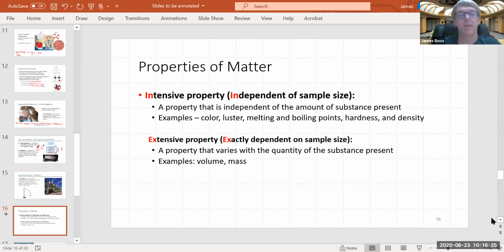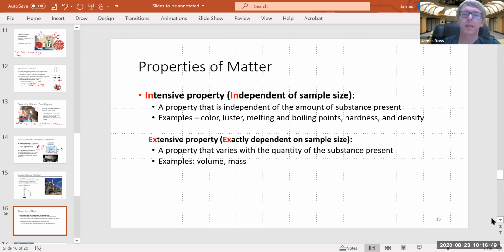So matter can come in flavors. This is a different aspect of matter. You can have intensive properties and extensive properties. Very important that we know the difference. Intensive properties are independent of sample size. So I've highlighted the in here, intensive, independent of sample size.